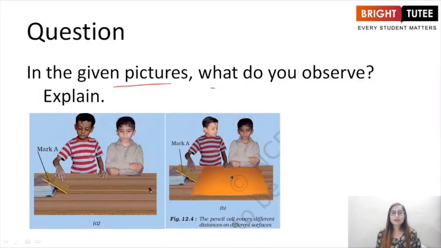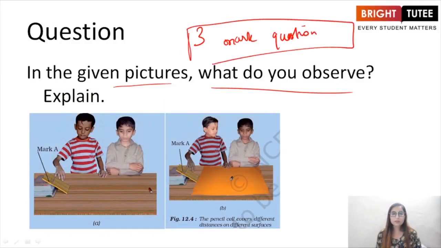In the given pictures, what do you observe? This can easily be a 3-mark question, right? So look at the pictures. In picture 1, there is a boy who has put a cardboard on a table and he is sliding a cell from mark A to mark B, right? While in the second picture, the boy has kept a cloth on the table and then he is trying to slide the cell from mark A on the table, but it does not reach as far. It only reaches point C, which is somewhere in the middle of A and B.